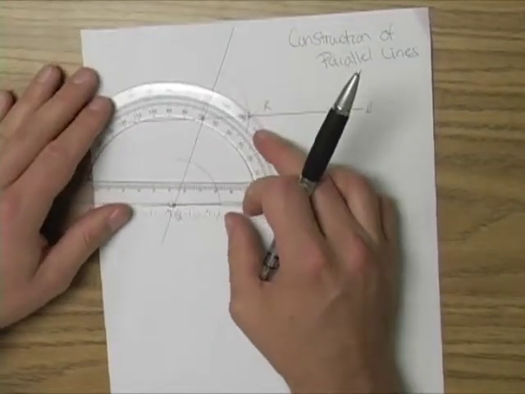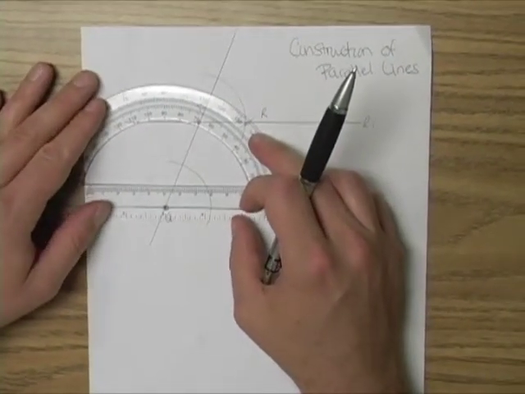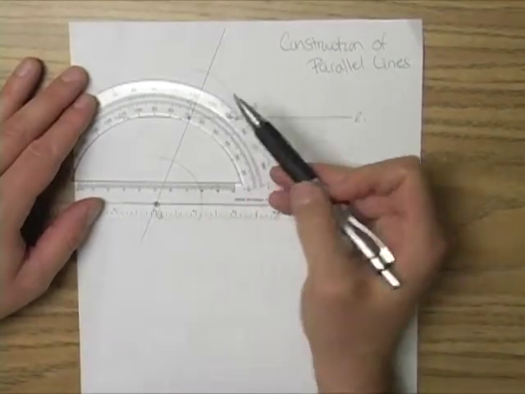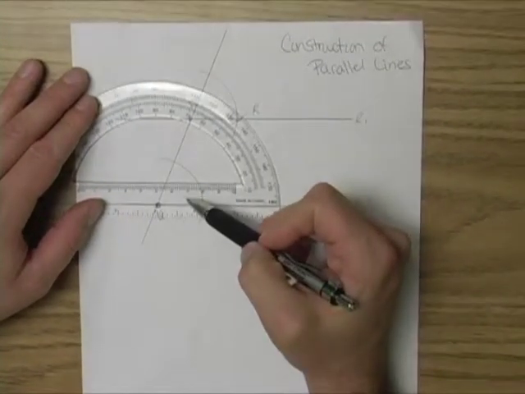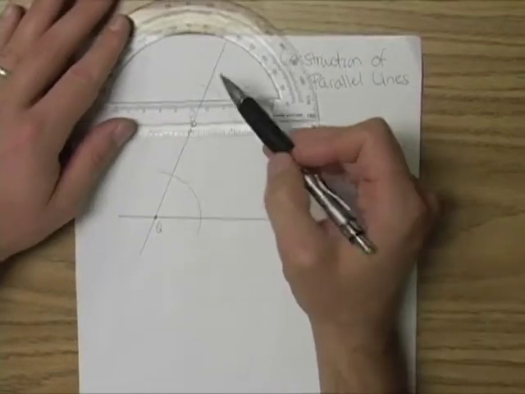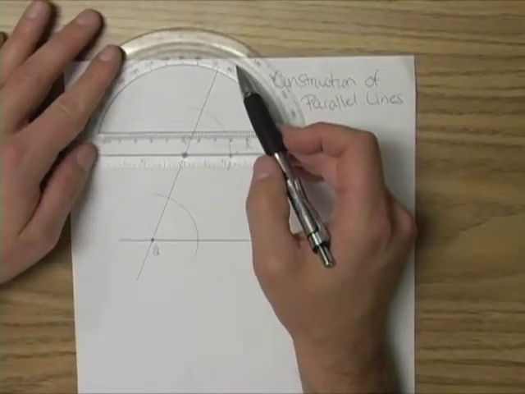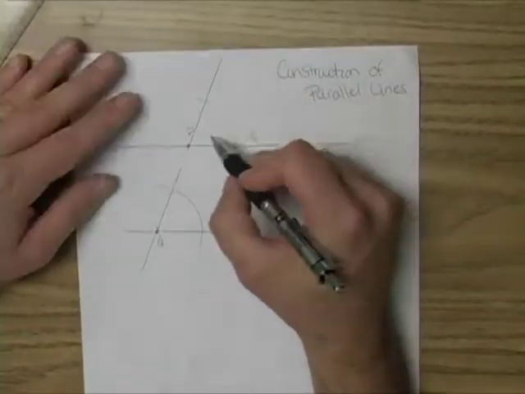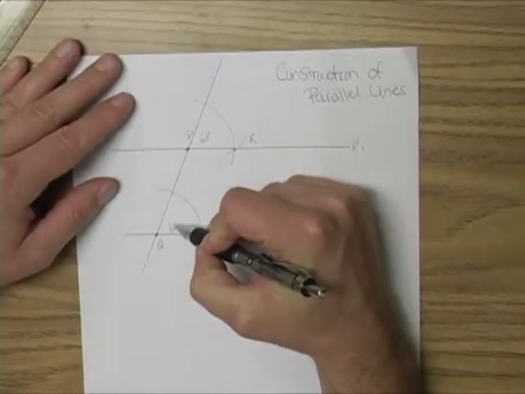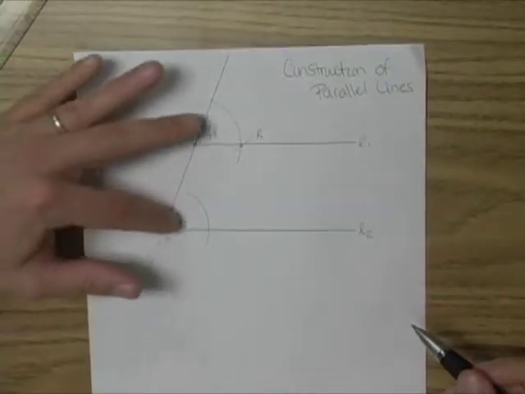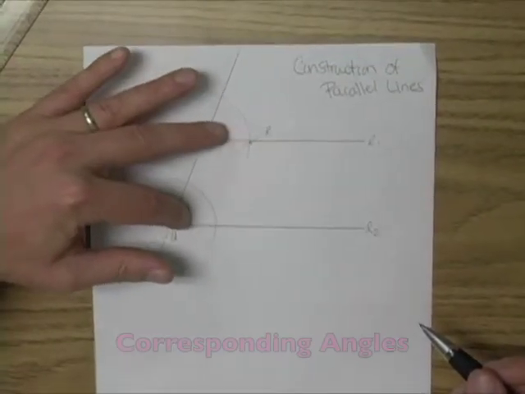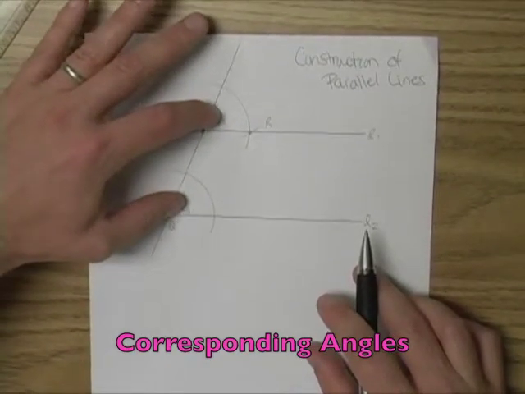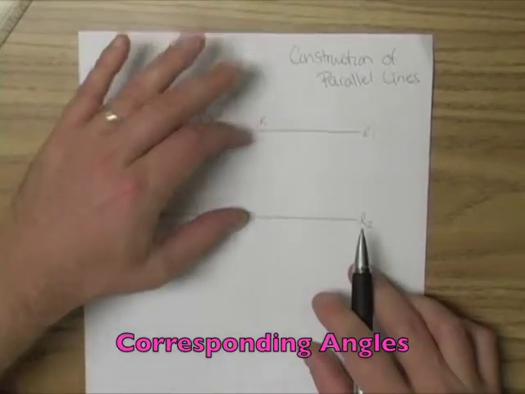I'm going to measure mine, and mine measures about 68 degrees. Yours will measure something different, but whatever this is, this should measure the same thing. And mine measures again 68 degrees, as you can tell. So these are both 68 degrees here. And because they're congruent, those are called corresponding angles. This is a special relationship here. If these corresponding angles are congruent, the lines will be parallel.